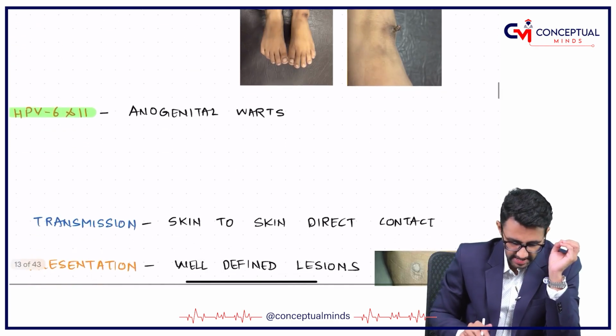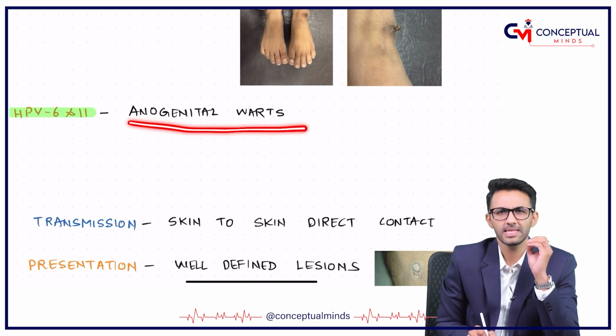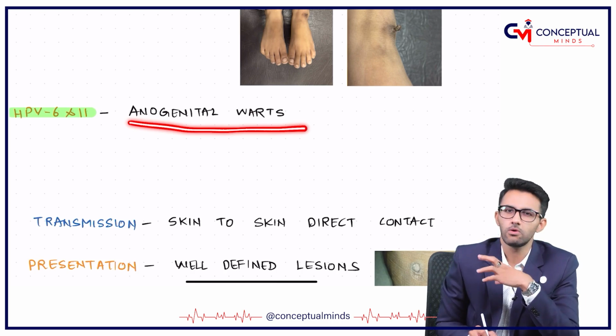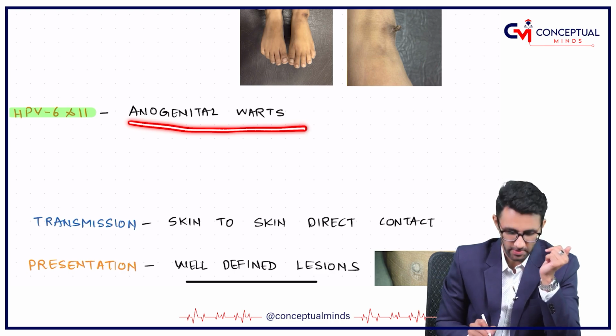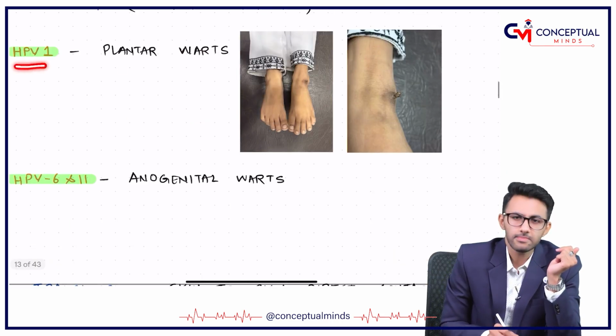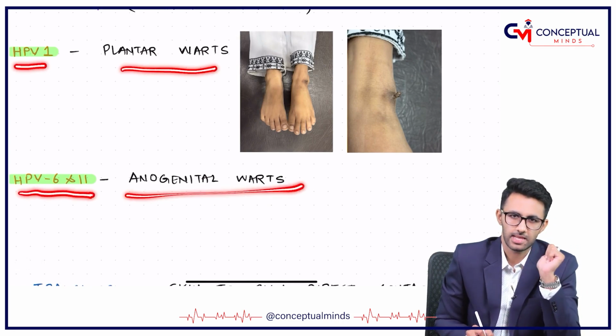The next one is anogenital warts. We usually read these in OBGY and also in PSM. In OBGY, we read them because the whole treatment aspect is discussed there, and in PSM because of the vaccines. What vaccine can we give to prevent this is my question to you, but as we go ahead, we will discuss the whole thing as well. So HPV-1 causes plantar warts, and HPV-6 and 11 cause anogenital warts. This is clear right here.